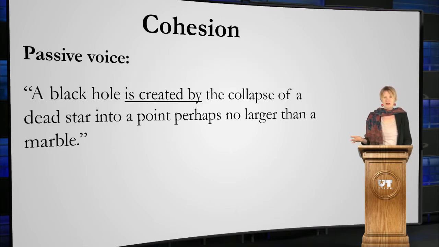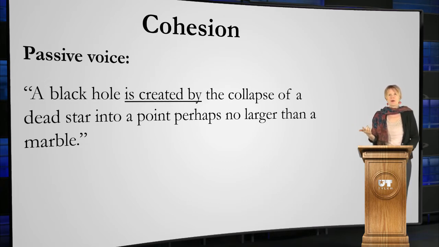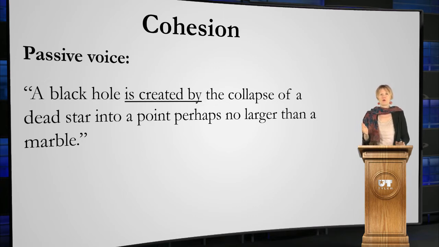What we're doing here is creating a passive voice sentence. The first example was actually active, and we've made it passive. What makes it passive is the words I've underlined here. A black hole is created by, and the verb is part of what makes it passive. So in a passive sentence, the verb is a to be word, such as is, am, are, was, were.